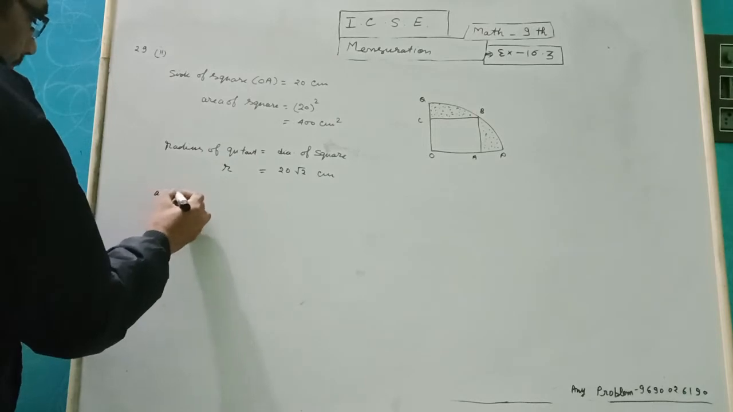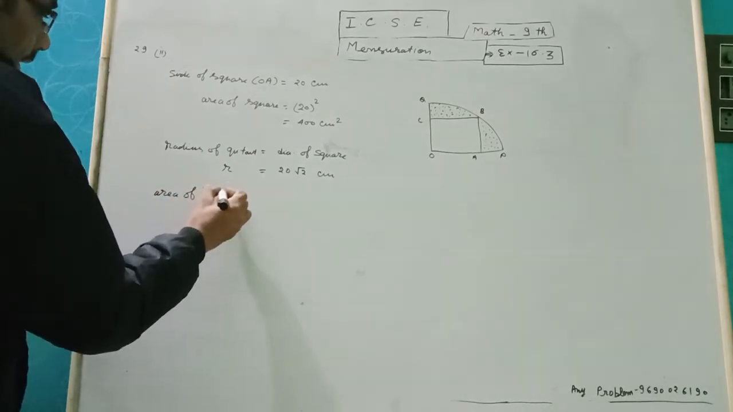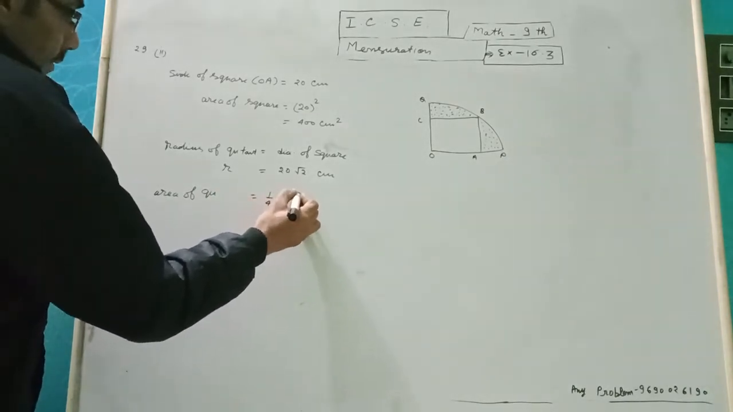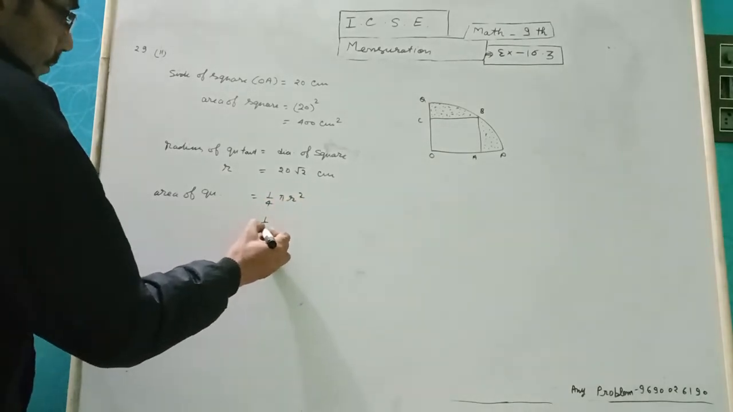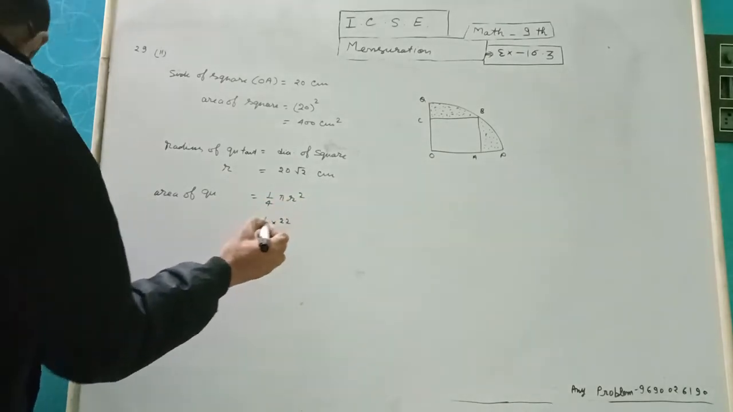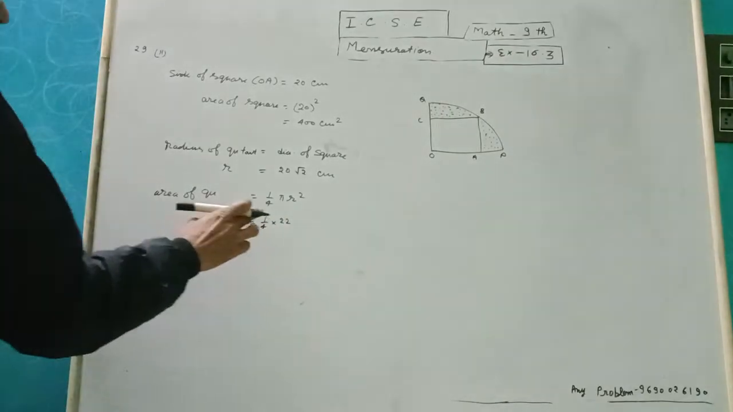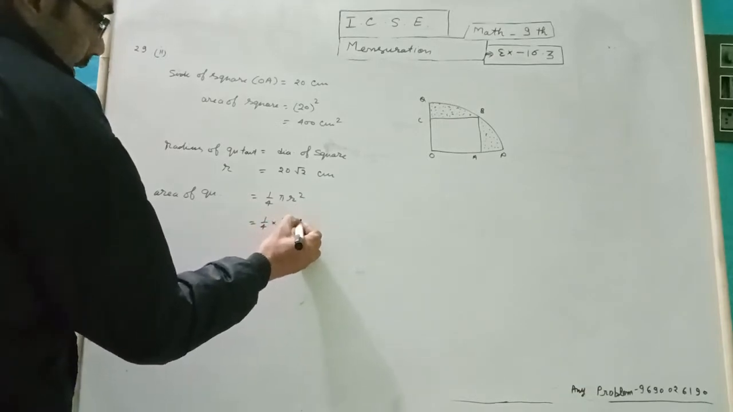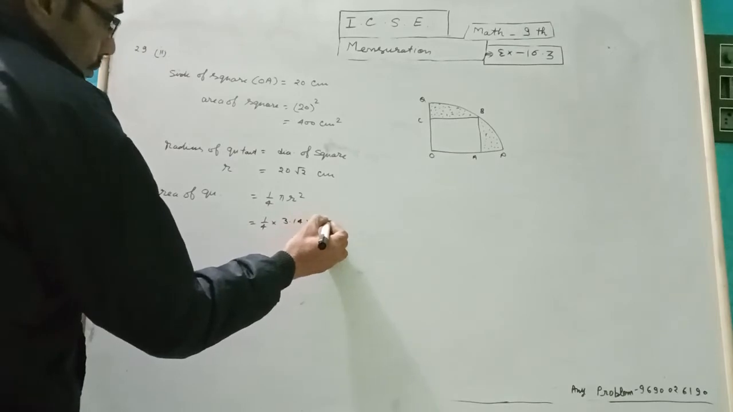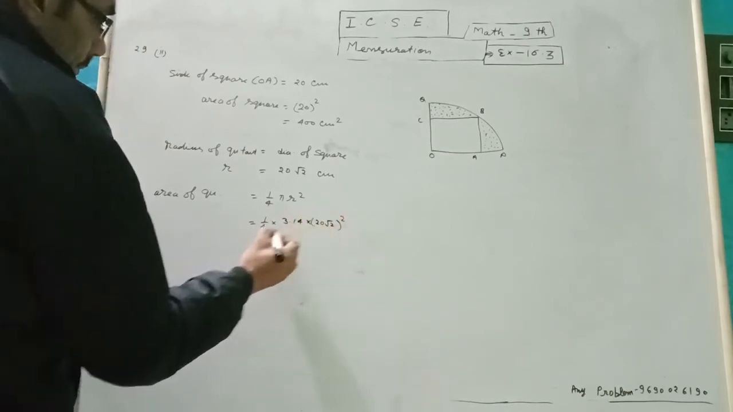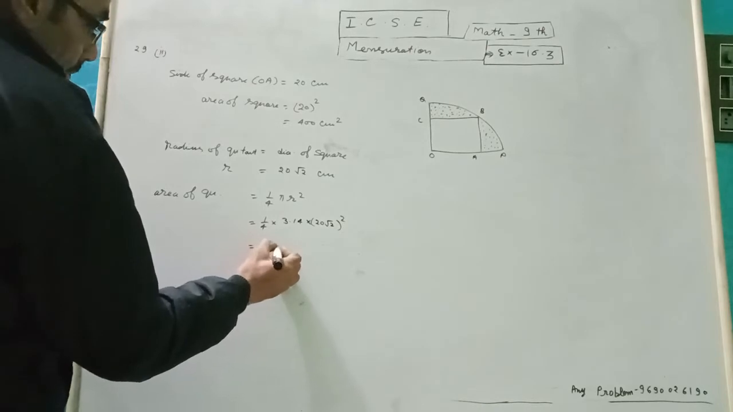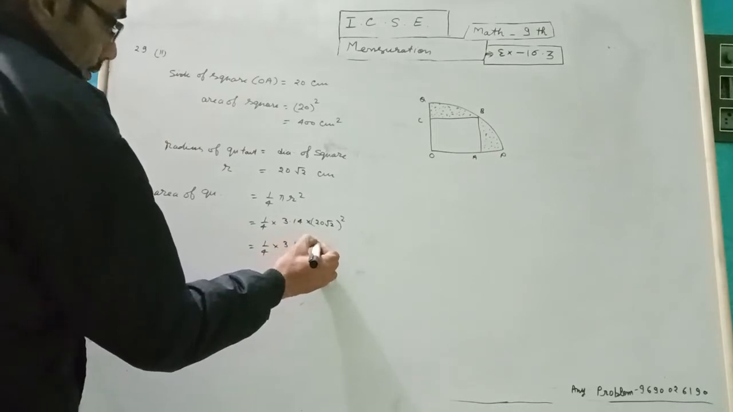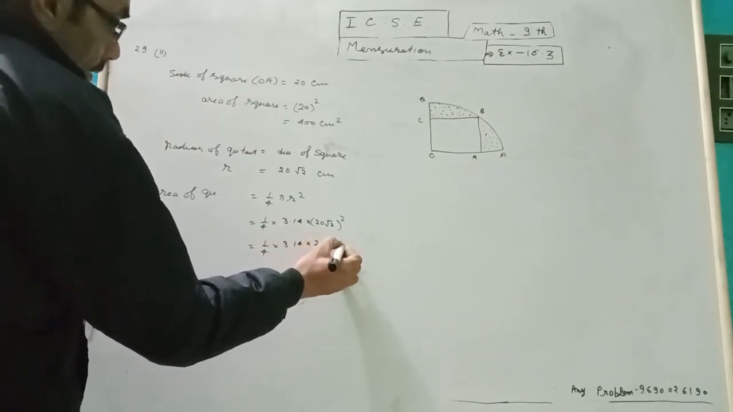Area of quadrant is equal to 1/4 pi r square. Pi value is 3.14. R value is 20 under root 2 squared. So 1/4 into 3.14 into 20 under root 2 into 20 under root 2.